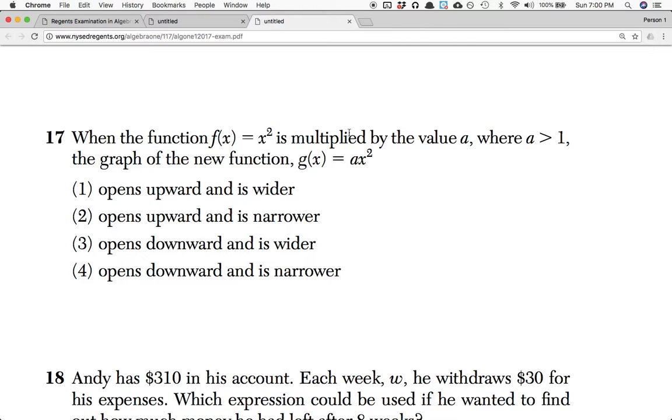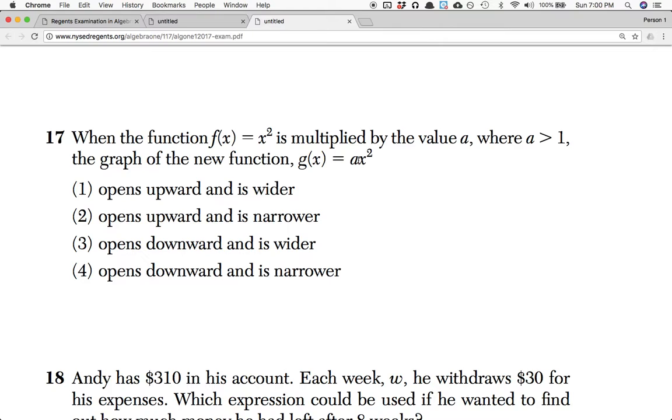So if you just remember your rules for this, where it's your transformation rules, you multiply on the outside, you just got to say, all right, well, a is bigger than 1, so it's not negative, and it's also not a fraction. If you have that memorized, you should know immediately it continues to open upward, and it becomes narrower. The slope becomes steeper because this is now a non-fraction number in front of my x.